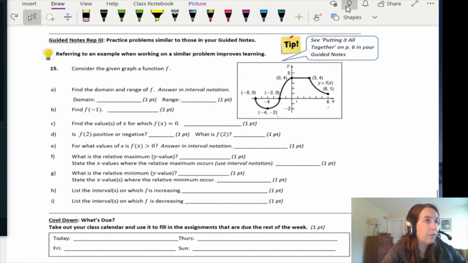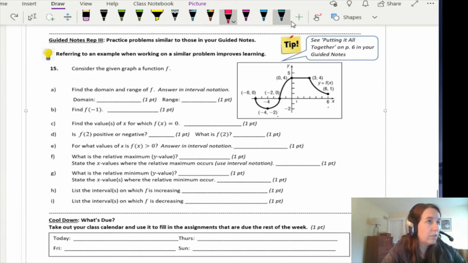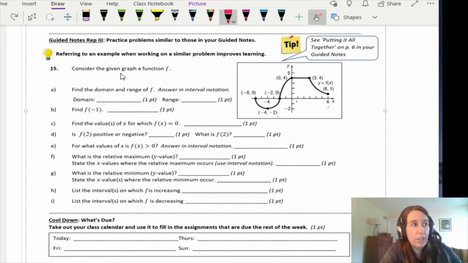Okay, so we are looking at this graph, and everything is from this graph. When we can, we're going to answer in interval notation. Notice it says that right here, answer in interval notation. And so a bunch of these will be in interval notation.